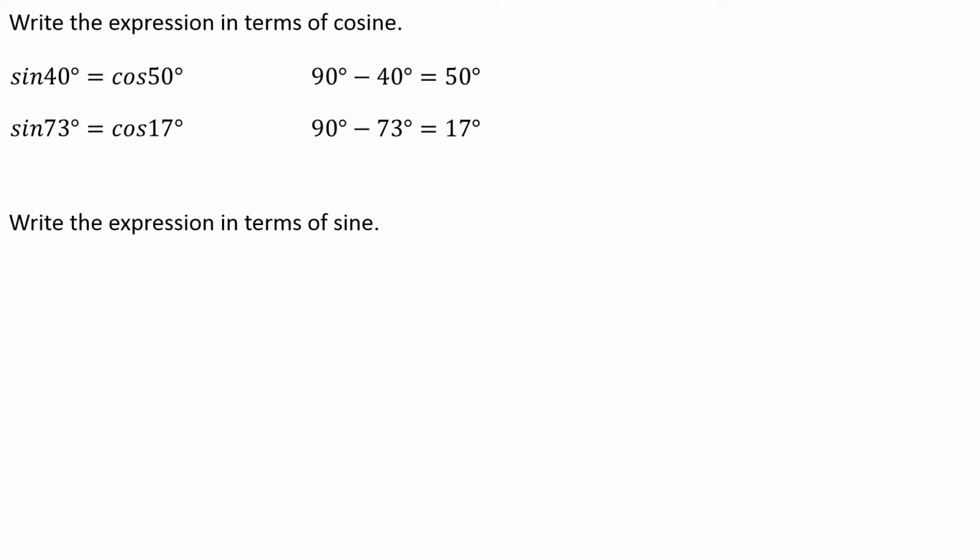What if instead I start with an expression in terms of cosine, but I'd really rather work with sine? If I was given a cosine of 27 degrees, what would that be in terms of sine? Well, it'd be the sine of 63 degrees. That's because 27 and 63 are complements.